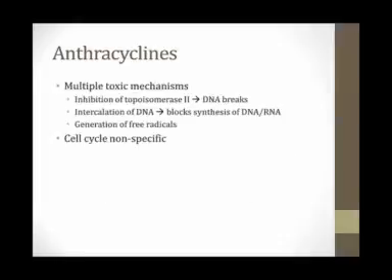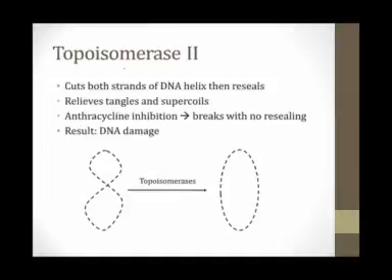adriamycin. Anthracyclines have multiple toxic mechanisms by which they can kill cancer cells. First of all, they've been shown to inhibit the enzyme topoisomerase II. I'll talk about what this means in a minute. This leads to breaks in DNA in cancer cells. They can also intercalate into DNA. I'll explain what that means in a few slides. This blocks the synthesis of DNA and also RNA. And then finally, they've been shown to generate free radicals. And through all these mechanisms, they can kill cancer cells, and they are cell cycle nonspecific because they can attack cancer cells in any phase of the cell cycle.